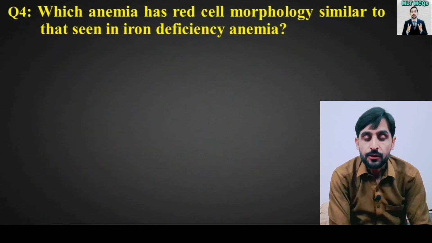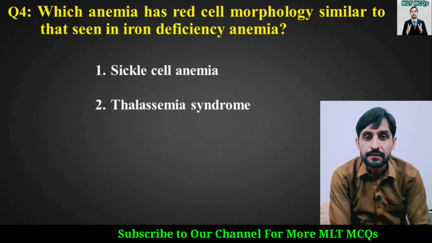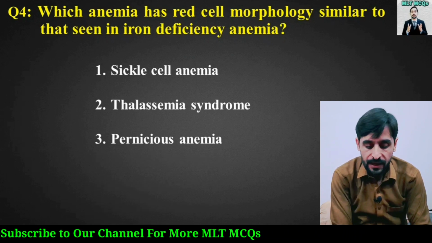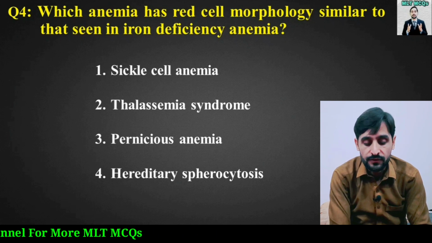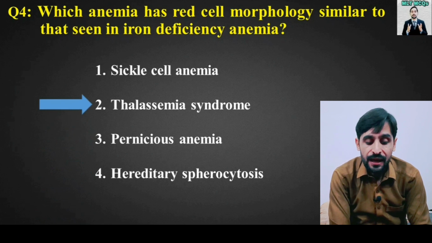MCQ number 4: Which anemia has red cell morphology similar to that seen in iron deficiency anemia? Options are sickle cell anemia, thalassemia syndrome, pernicious anemia, or hereditary spherocytosis. And the right answer for this MCQ is option number 2, thalassemia syndrome. In this, the red cell morphology will be similar to that seen in iron deficiency anemia.